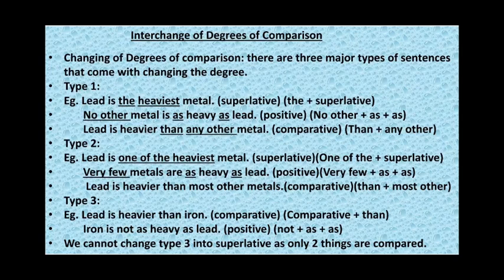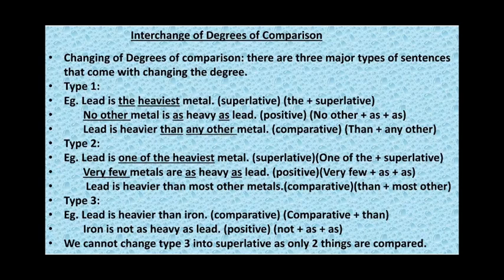But children, in type 3 we cannot change into a superlative degree. Why? Because only two things are compared, that is lead and iron. Whereas in type 1 and 2 we had lead and all other metals. Okay children, that is why we cannot change type 3 into a superlative degree, because there are only two things that are compared.